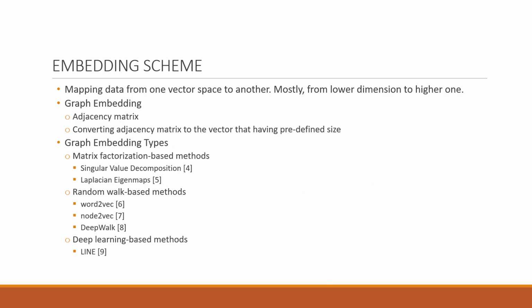feed-forward and backpropagation operations. For the experiments section, singular value decomposition and Laplacian eigenmaps are selected as matrix factorization-based methods. Word2vec, node2vec, and DeepWalk are picked as random walk-based methods, and LINE has been chosen as a deep learning-based method.